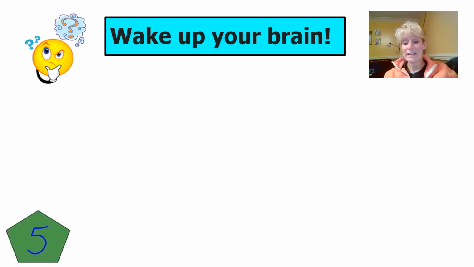Let's try the next wake up brain. Notice in the corner, I have another shape, and it has the 5 on it. That means it has 5 sides and 5 angles. Can you tell me what shape that is? Hopefully you said a pentagon. Let's do our next wake up brain activity. 45 times 4. Go ahead and solve this and then come on back and we'll check it together.